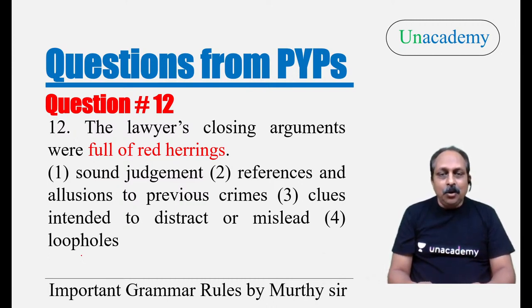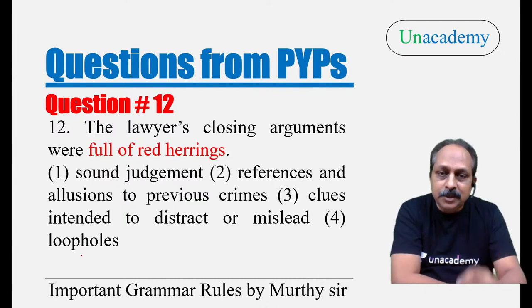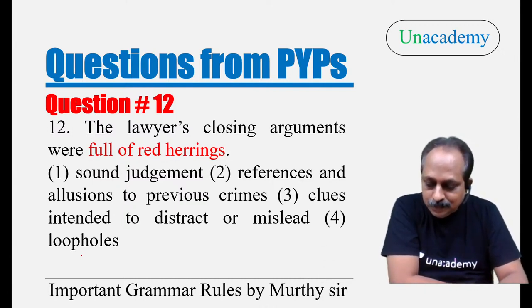The lawyer's closing arguments were full of red herrings. So, what is the answer? Sound judgment, references and allusions to previous crimes. Allusion means indirect reference. That's an important word. Clues intended to distract or mislead. And the last one, loopholes. Answer is the third option.